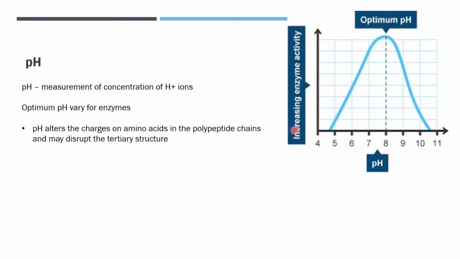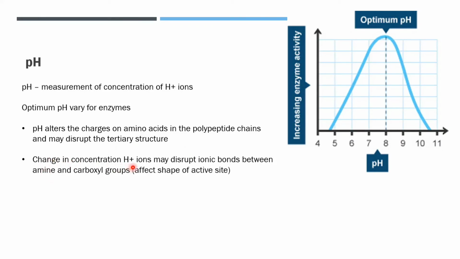Generally, the pH alters the charges on the amino acids in the polypeptide chains, because enzymes are proteins, meaning they're formed of amino acids in polypeptide chains. And so if the charges on the amino acids are changed or altered slightly, this disrupts the tertiary structure, which forms the shape of our enzyme and our active site, meaning the change in the shape of the active site would mean that the enzyme-substrate complex would have trouble forming.